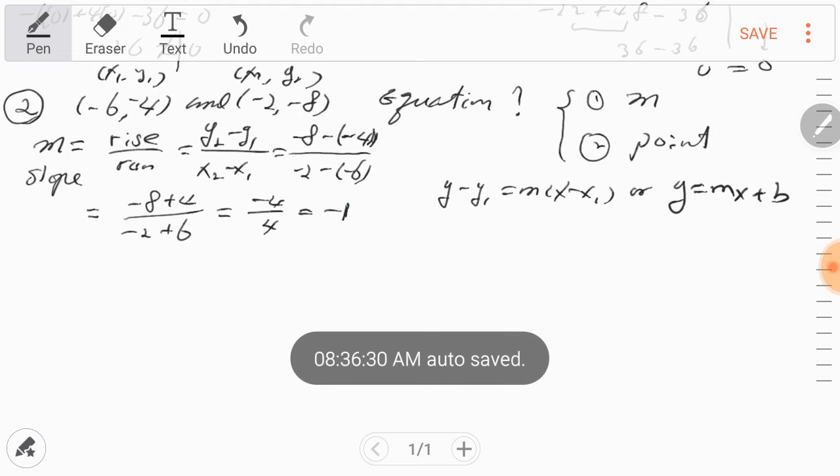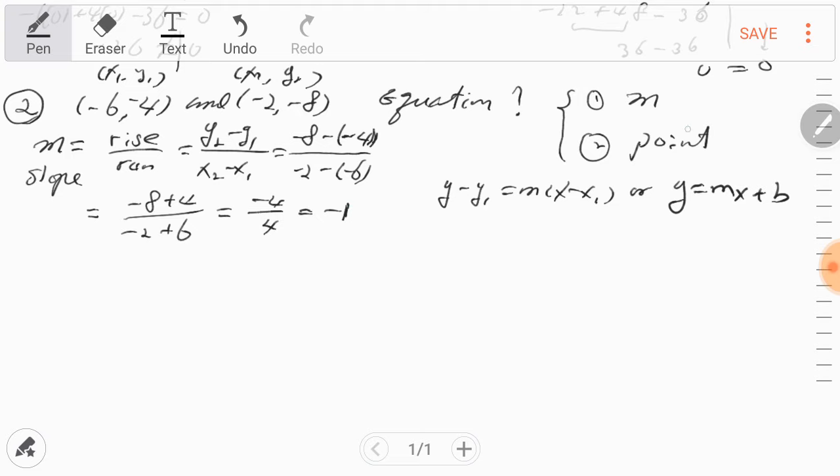We found the slope. And then we need a point. We have 2 points, so we can use any point. So why don't we use the second point? Because the values are smaller. So the slope is negative 1, and then the point, let's use one of these 2 points. Doesn't matter, any point is fine. And then use the formula y minus y1 equals m times x minus x1. So let's use this formula, the point slope formula.